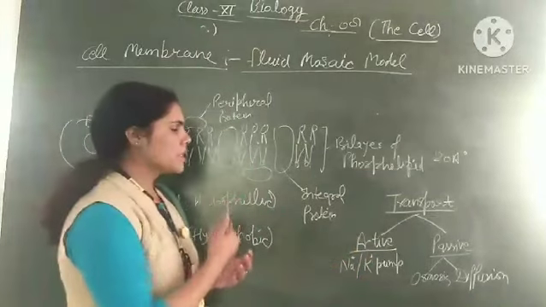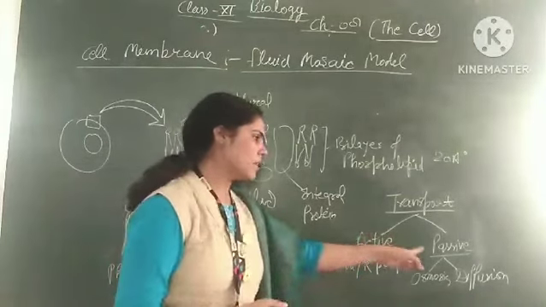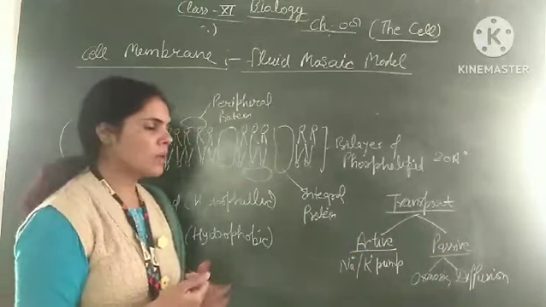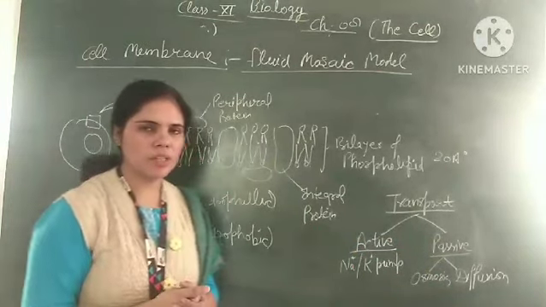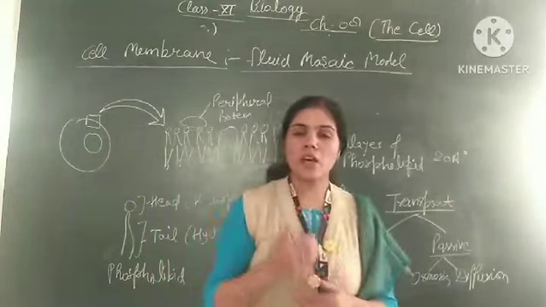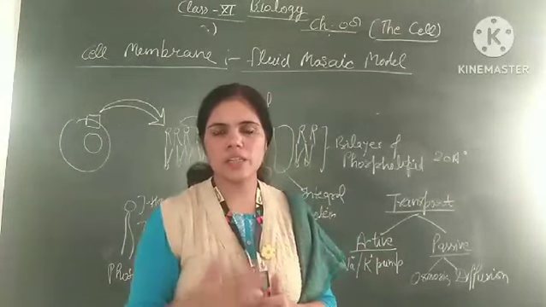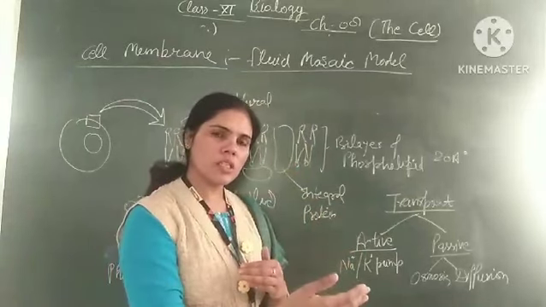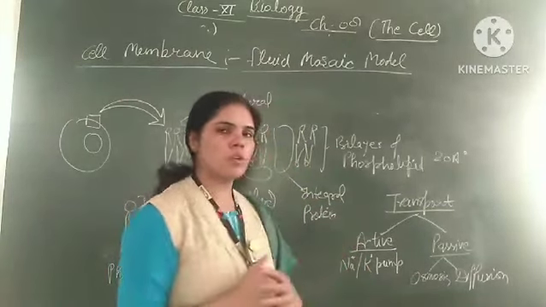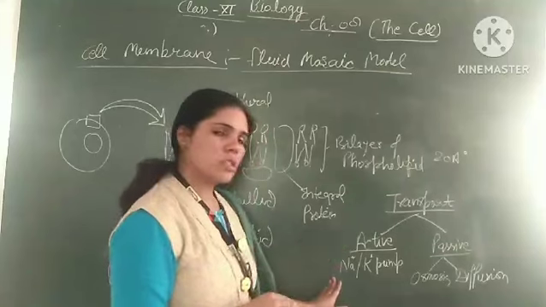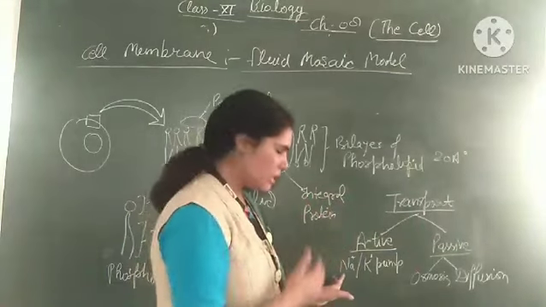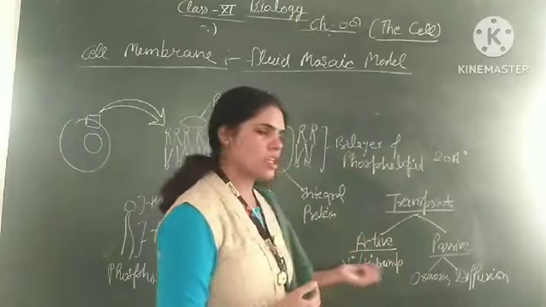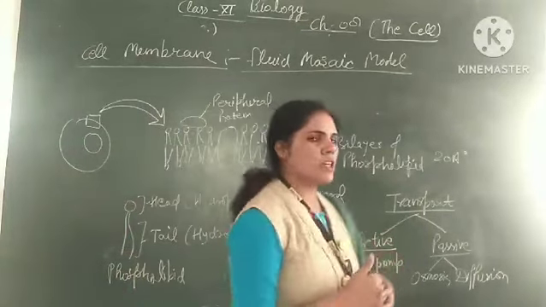Transport of material through the cell membrane takes place by two methods, active transport and passive transport. That is why the cell membrane is known as a semi-permeable membrane. Active transport acts against the concentration gradient. So if you want to transport some material against the concentration gradient, active transport will help there. It uses ATP for the transport of the material, and the movement of the material takes place through the sodium potassium pump.